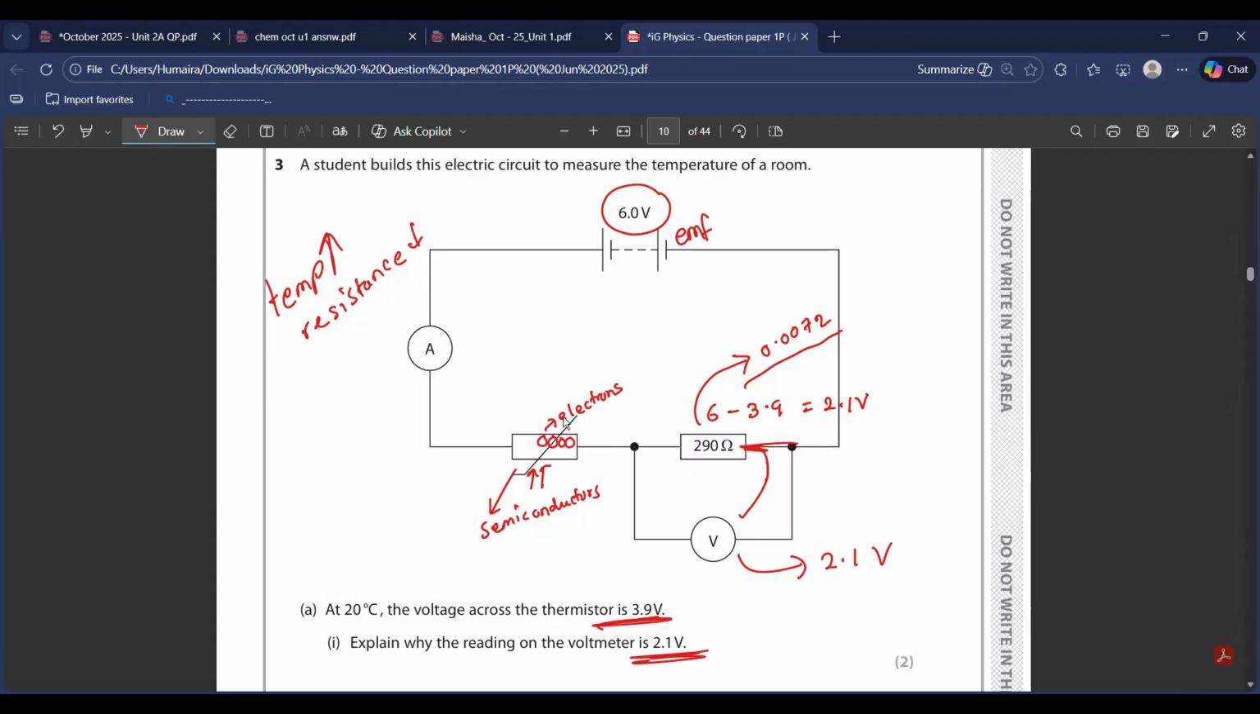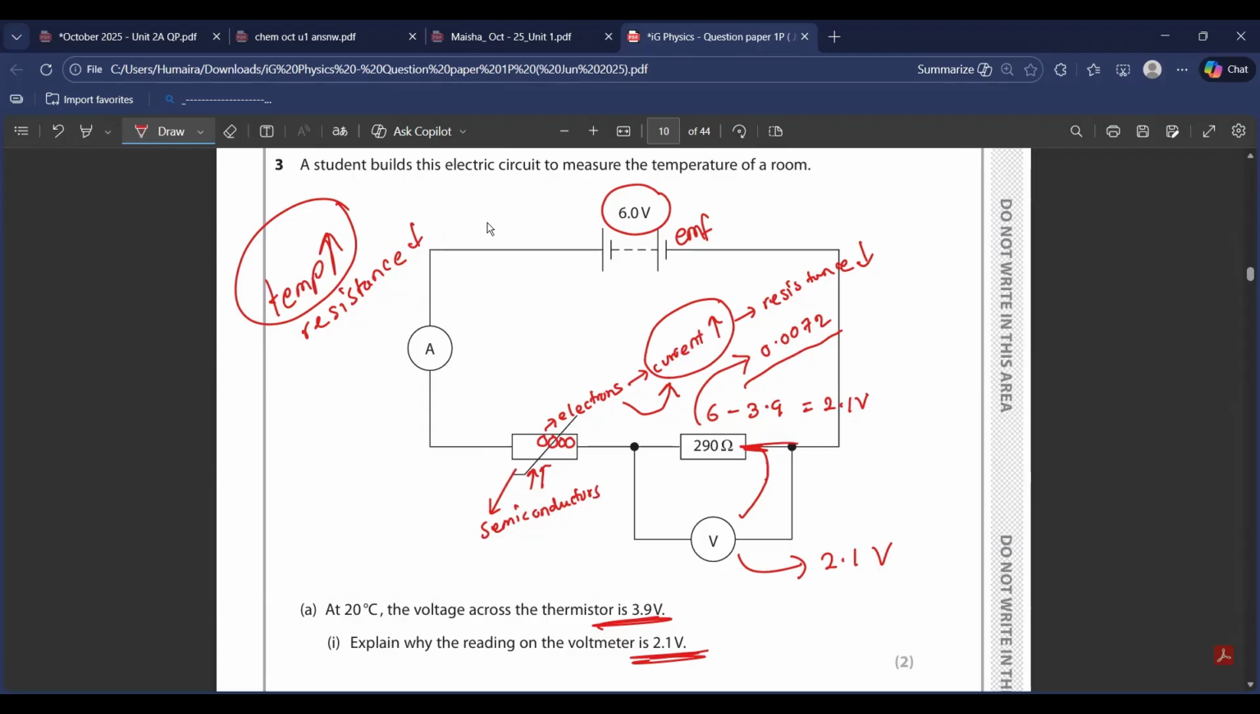So as they're releasing more electrons, it means that the flow of electrons increases, which means that the current is increasing. If current increases, it means that resistance decreases. All right, now our main part is this current increase. So as the temperature increases, the thermistor causes release of electrons, which causes an increase in current.